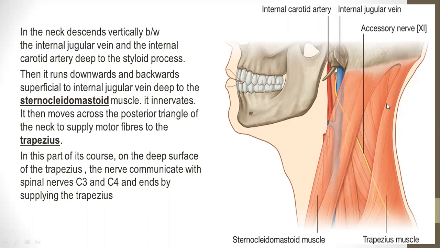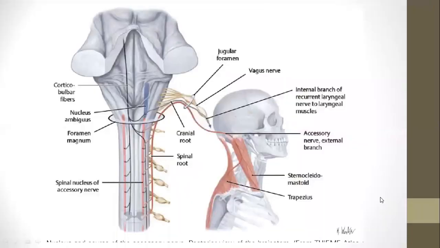Here, this is the trapezius muscle. It supplies the motor fibers to the trapezius muscle. In part of its course, on the deep surface of the trapezius, the nerve communicates with the C3 and C4 spinal nerves and ends by supplying the trapezius muscle. And these C3 and C4 fibers are known as proprioceptive fibers for the trapezius. This is all about the spinal root of the accessory nerve.